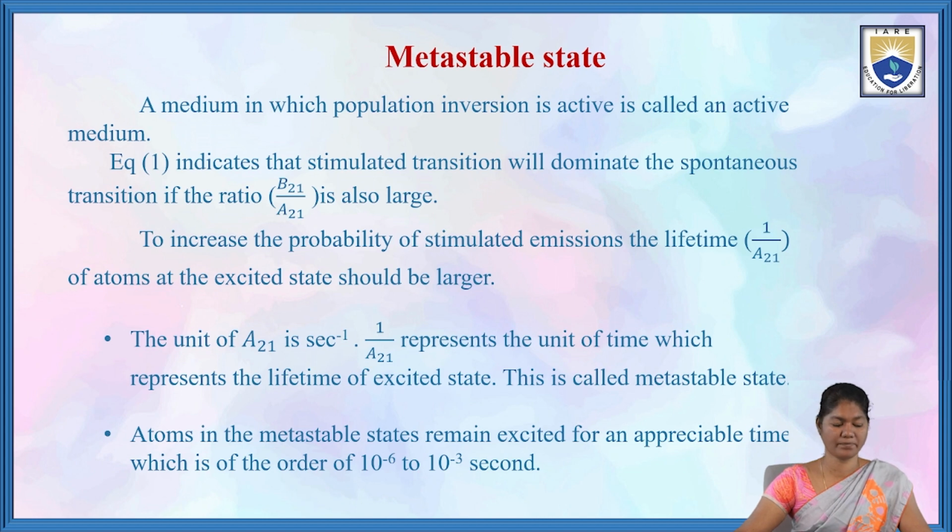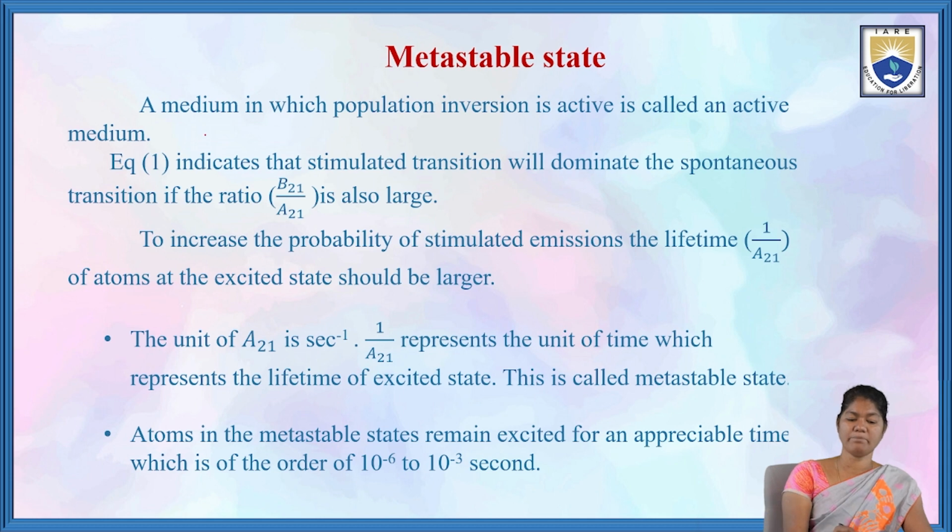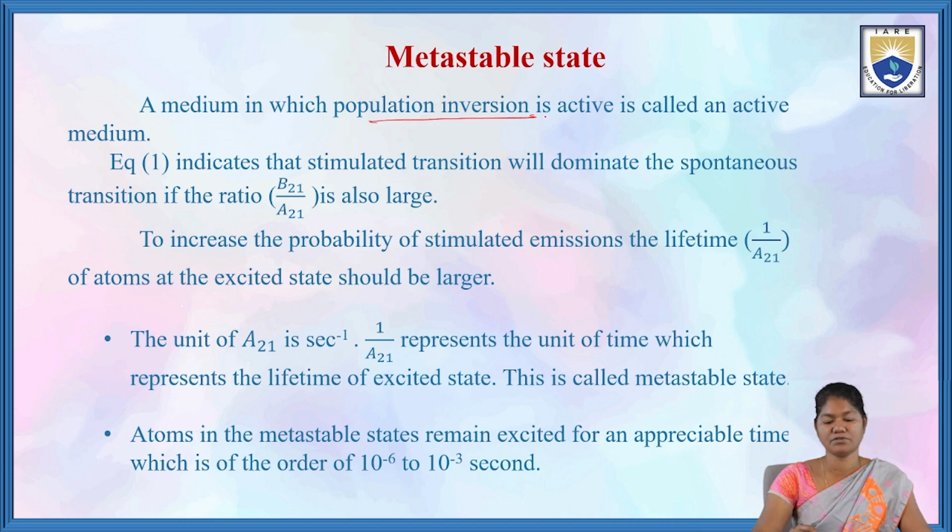Metastable state. A medium in which population inversion is achieved is called an active medium. So where the population inversion is active, that medium is called an active medium.